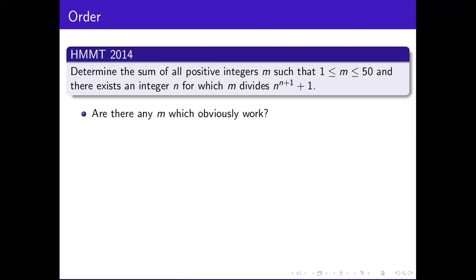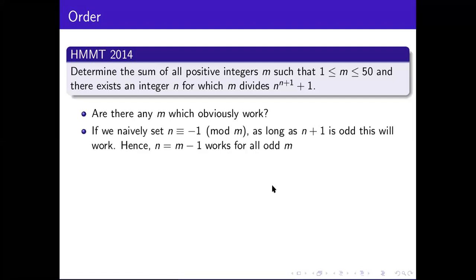in fact, we can just go ahead and say that all odds work. And the way we do this is that we want n to the n plus 1 to be equivalent to -1 mod m. So we just naively set n equivalent to -1 mod m. As long as n plus 1 is odd, this is going to work because -1 to an odd number is -1.